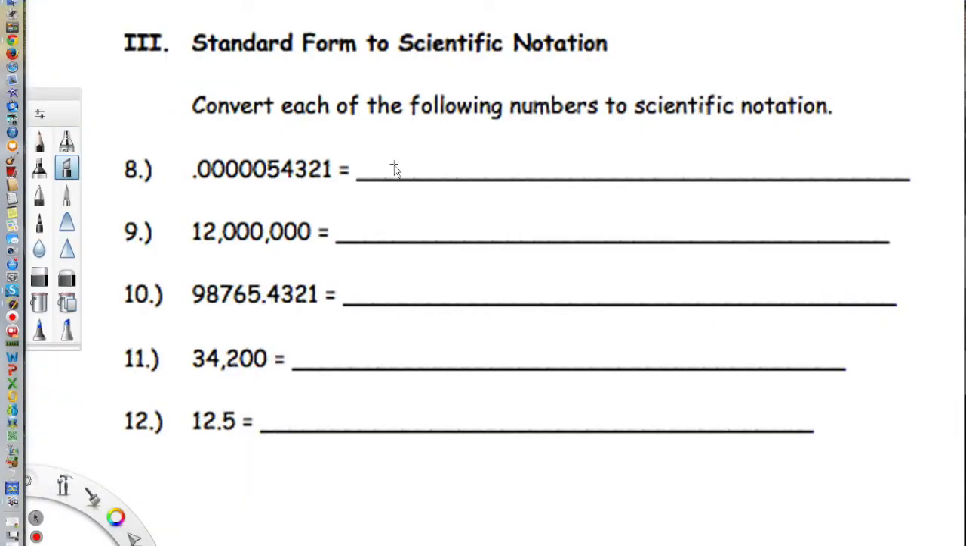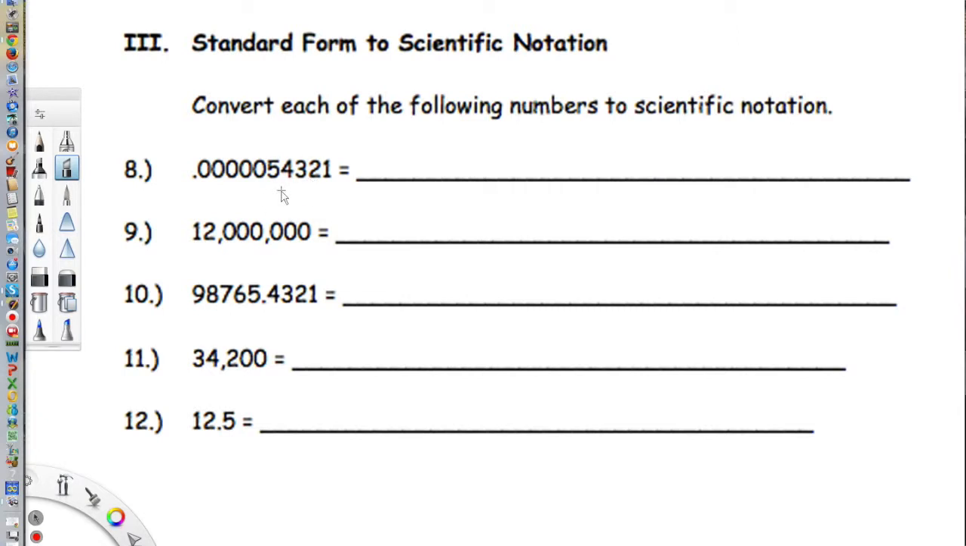Part 3 has us converting standard form to scientific notation. Now we're working on this in backwards mode. What we have here is numbers written in standard form. The first step, and I think this is the best process, is to find out where I have to move the decimal point so that I use all of the non-zero digits and any zeros that would be trapped between non-zeros.